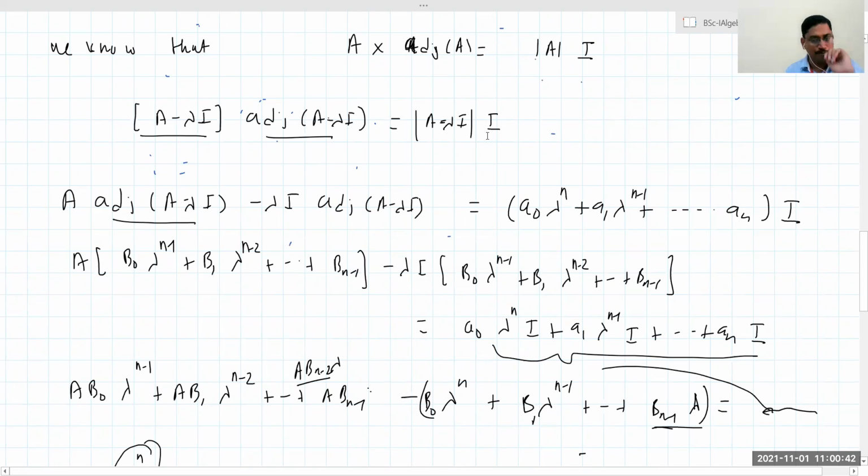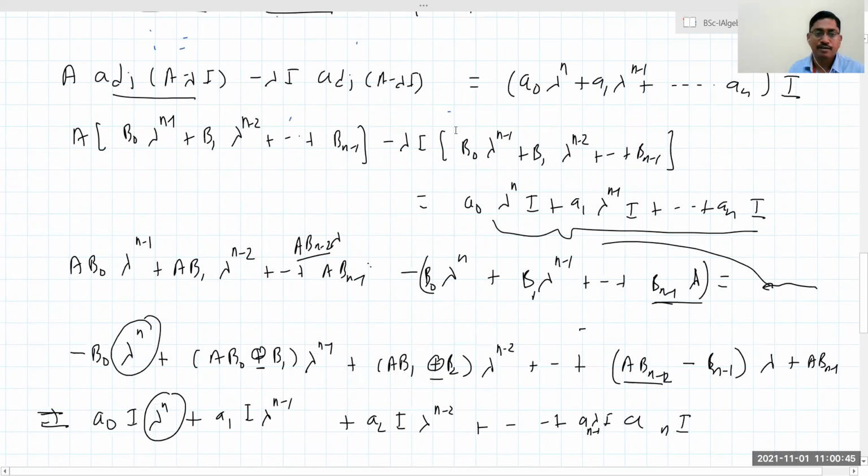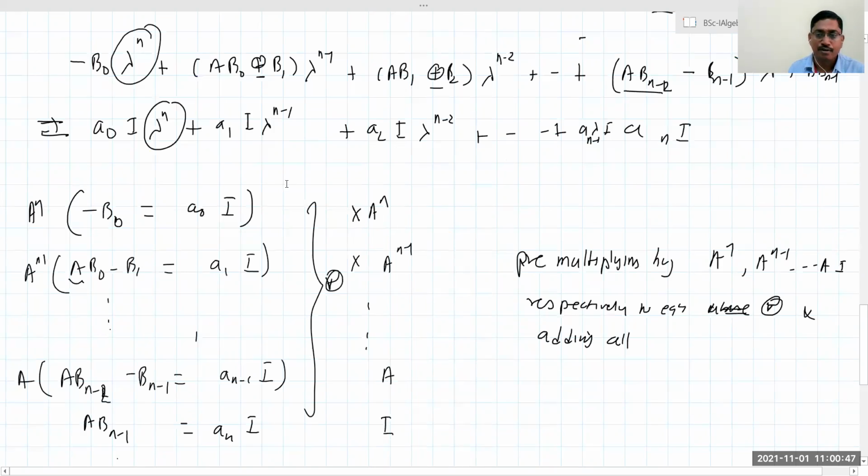And we are going to compare both sides, comparing the coefficients, and on those coefficients we are multiplying by a raised to n, because we want the a naught coefficient as a raised to n, a1 coefficient as a raised to n minus 1, and an minus 1 coefficient as a, and an coefficient as identity matrix. So likewise we are multiplying.